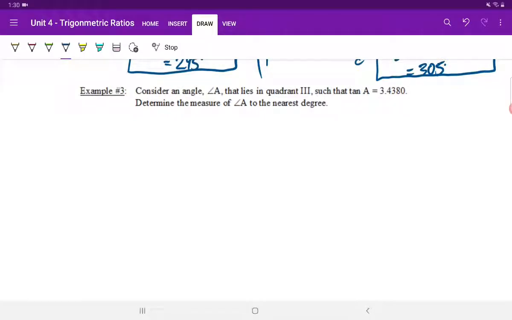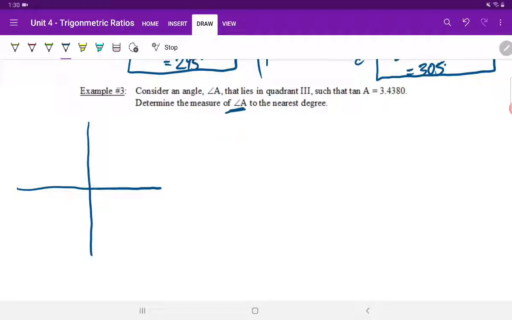Okay, our last example here of a different type of question that you might see. Nothing that is any different, but consider an angle, angle A, that lies in quadrant 3, such that tan A is equal to 3.4380. So they're telling us we're in quadrant 3, and to determine the measure of angle A to the nearest degree. So we just need to figure out the measure of angle A here.